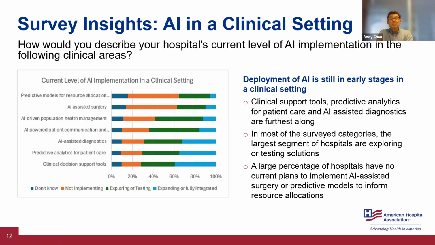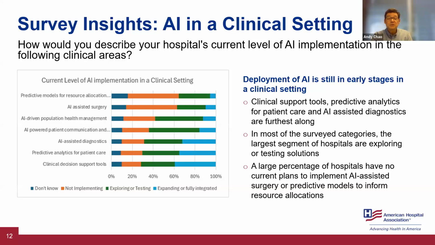Okay, so with that disclaimer, the first question we asked was what the rate of current AI implementation is in 7 different clinical areas. The chart on the left, the blue bar shows percentage of respondents who characterize their use of AI as either fully rolled out or expanding. The green section on each bar indicates hospitals that are exploring or testing in the area. And then the orange section indicates that they're currently not implementing AI in the area at all.